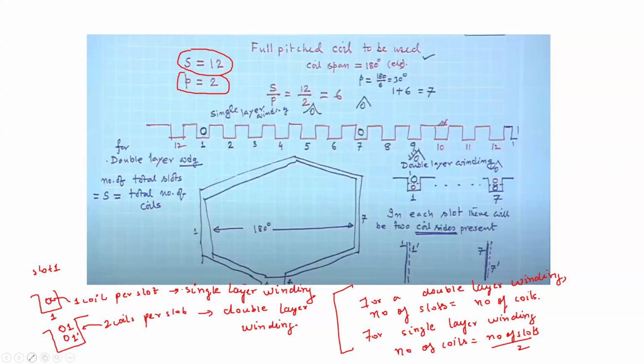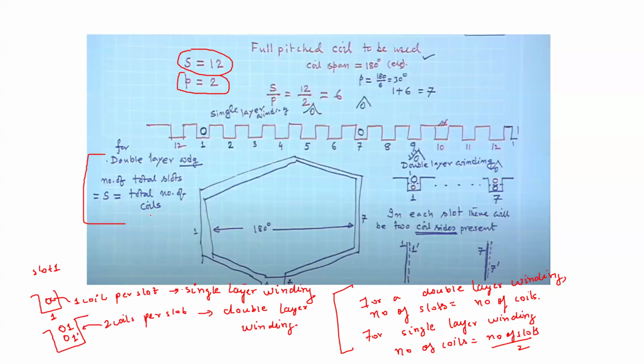Now let us say that this is a double layer winding. For double layer winding, as I have written here also, total number of slots is equal to total number of coils. So it means that there are 12 coils, since the number of slots is 12.